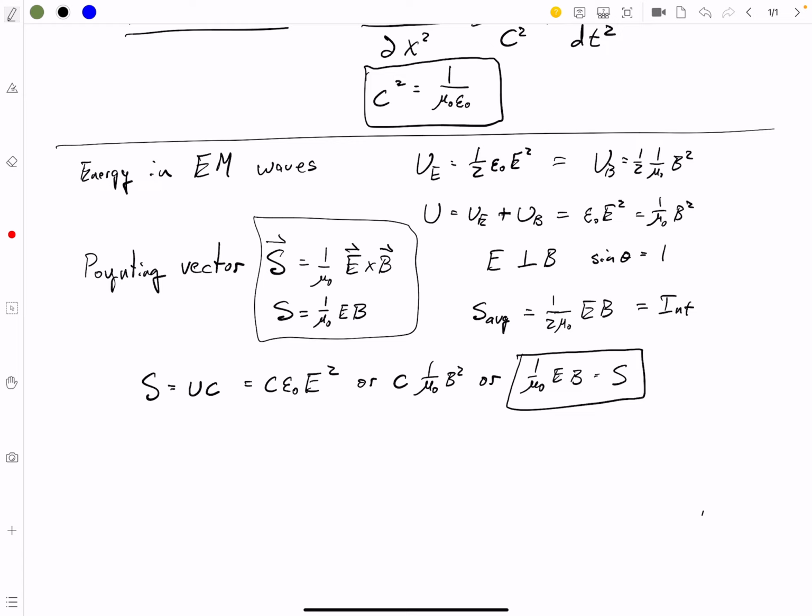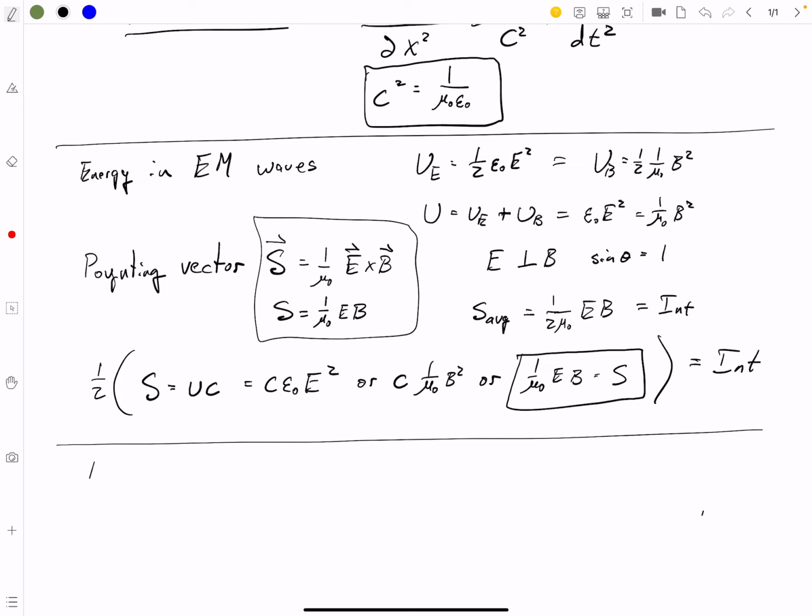Okay, so then you want the average of it. You just divide by 2. And that average gives you a bunch of intensities. So everything here, if we were to multiply 1/2 by everything there, all of that equals our intensity. Every single one of those divided by 2 equals our intensity. So let's get into some power.